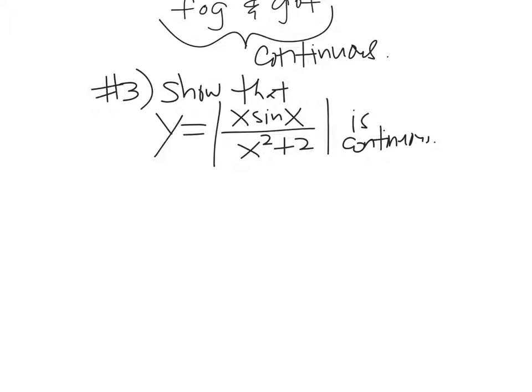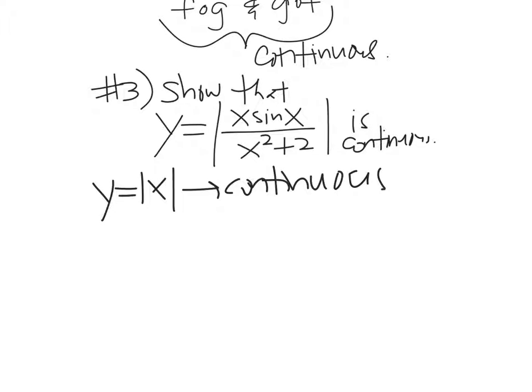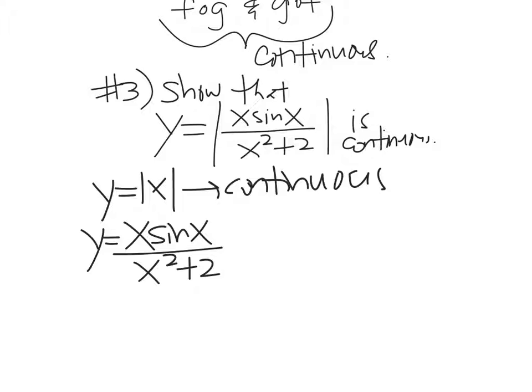So first of all, there's an outer function and there's an inner function. The outer function is y equals the absolute value of x. Is the absolute value of x a continuous function? It's that V shape, okay? So the absolute value of x is continuous. All right. So that is like composition of functions. This function inside is being composed from the outside. So now we have to look at y equals x sine x over x squared plus 2.